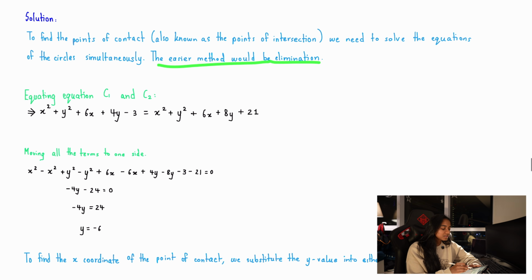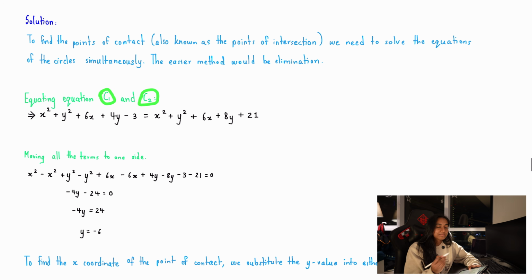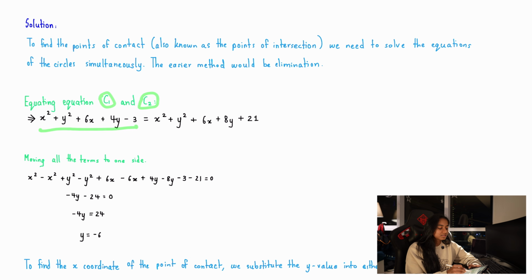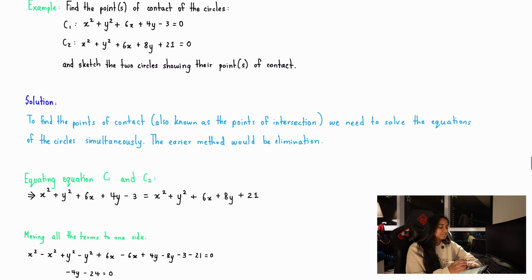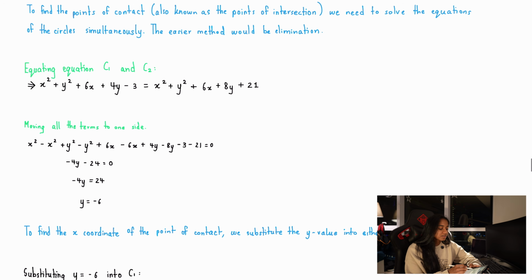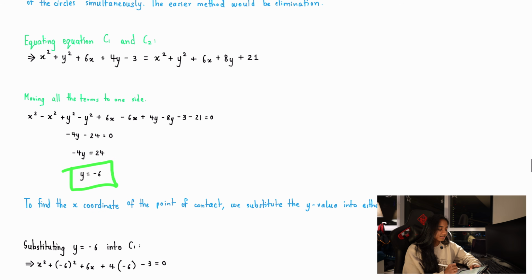Alright? So equating equation C1 and C2. That means that we're just taking equation C1, put in an equal sign, and saying is equal to C2. And we could do that because we want to find the point of intersection. Okay? So we're going to move all the terms to one side and it will be equal to 0 on the other side. And we're going to simplify it. Simplifying just means crossing out, doing addition, subtraction easily, right? Then we get y is equal to minus 6.